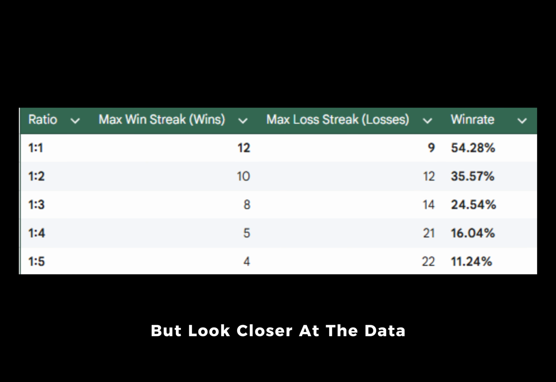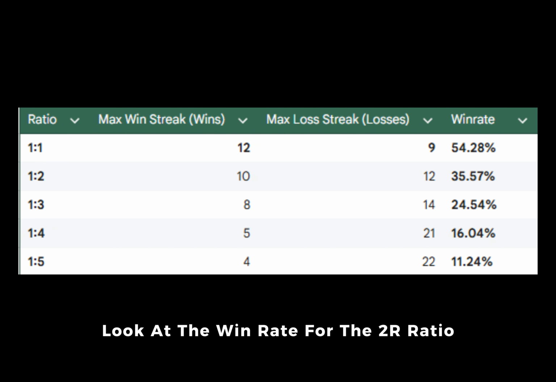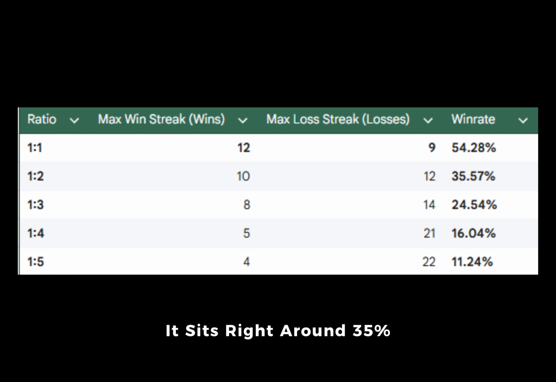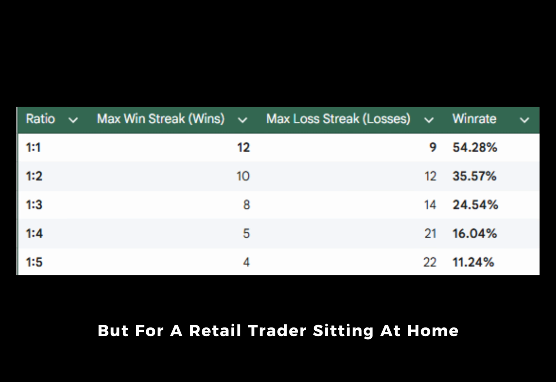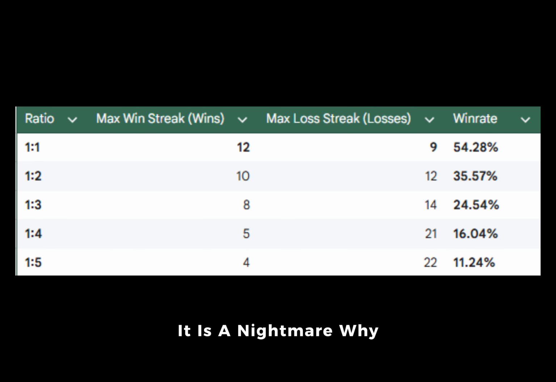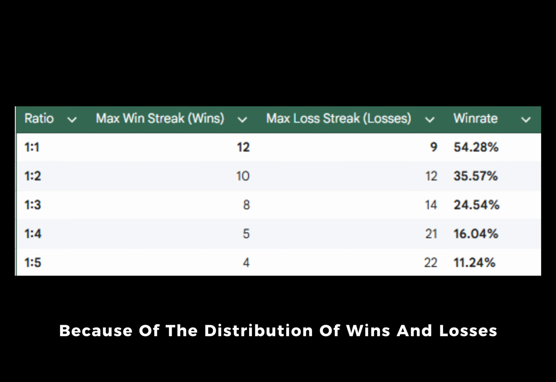But look closer at the data. Look at the win rate for the 2R ratio. It sits right around 35%. Now, a 35% win rate is acceptable for a hedge fund, but for a retail trader sitting at home, it is a nightmare. Why? Because of the distribution of wins and losses.